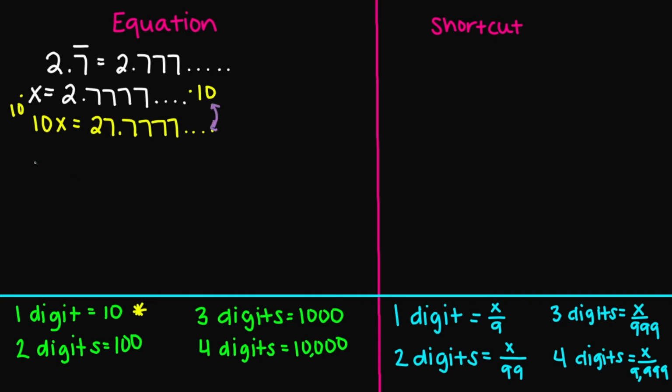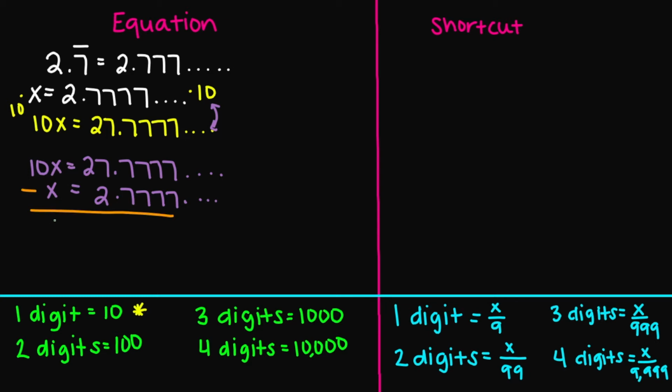However, I am going to rewrite my equation so I do not get any negative numbers. So I have 10x here equals 27.777 repeating. And then my x is going to be here. And then now we're going to subtract 10x minus x. This is going to be 9x. And then 27 minus 2. This is going to be 25 because the 7s here are going to cancel out. Now I'm going to divide both sides by 9. So we're going to get x equals 25 over 9.